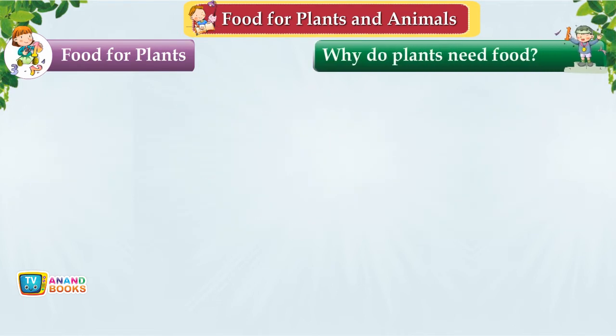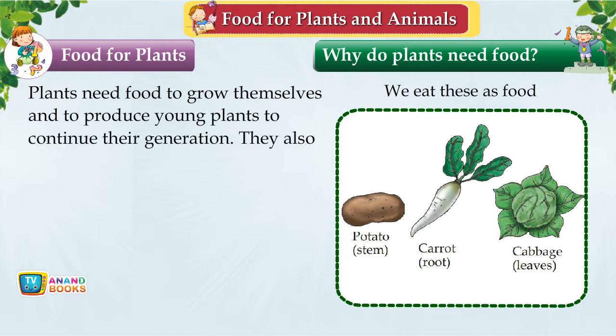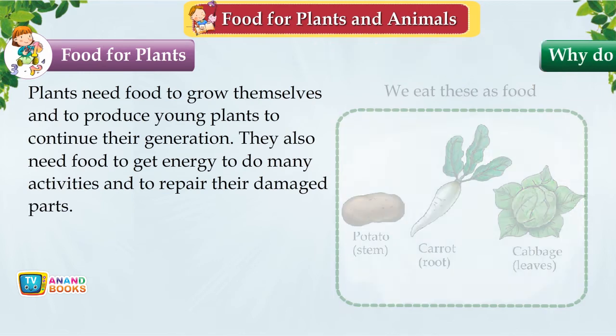Why do plants need food? Plants need food to grow themselves and to produce young plants to continue their generation. They also need food to get energy to do many activities and to repair their damaged parts. We eat these foods: potato, carrot, cabbage.